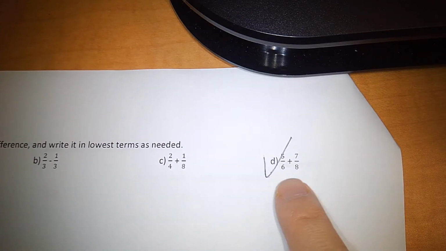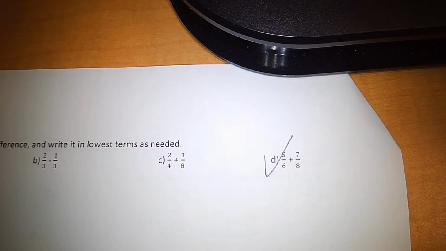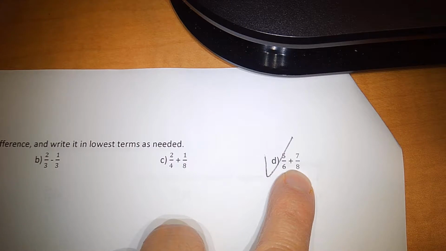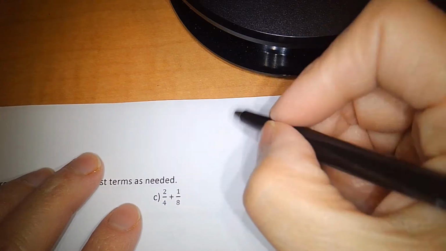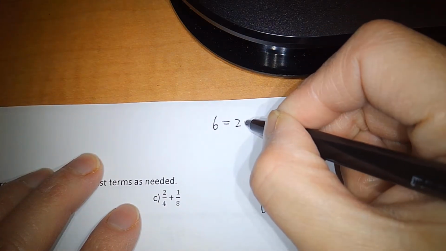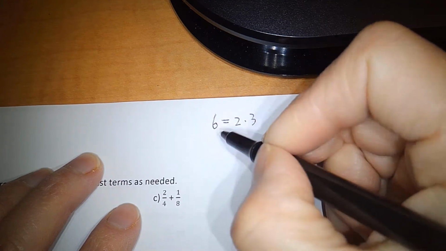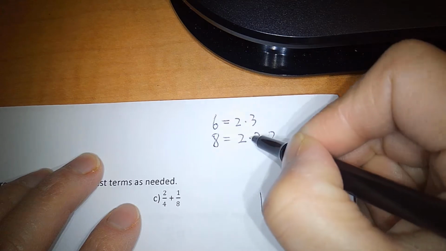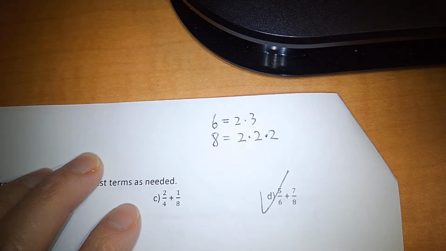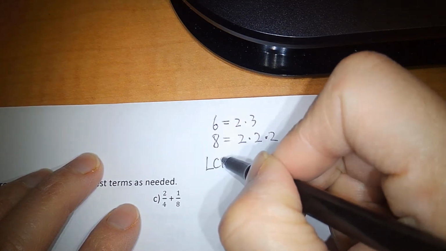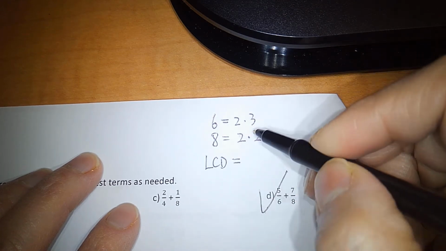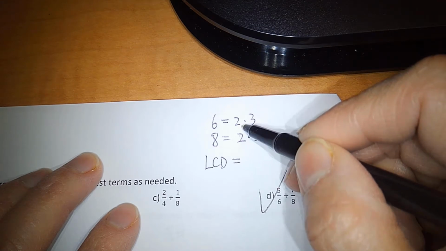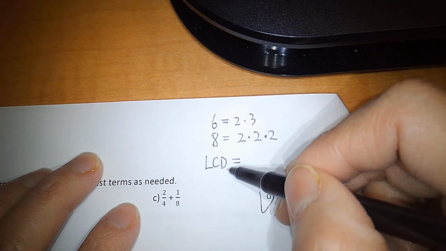How do you find the least common denominator? Remember, just now you read it, right? Factor into prime factors. So 6 can be factored as 2 times 3. 8 can be factored as 2 times 2 times 2, right? So what is the least common denominator? Those factors that show up in both of them, right?